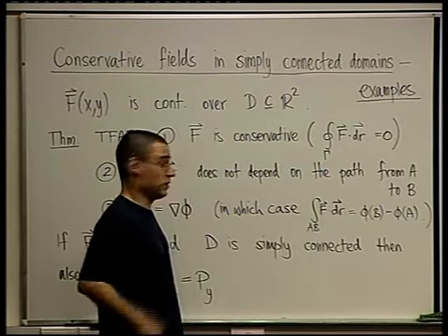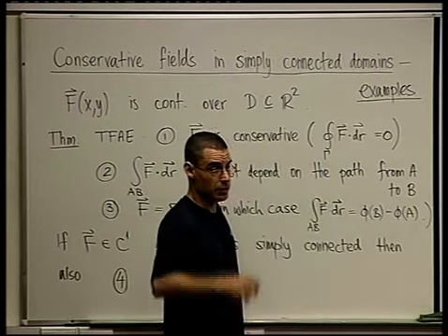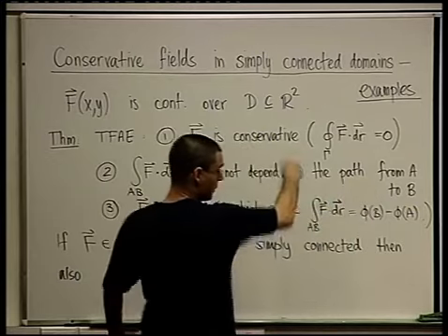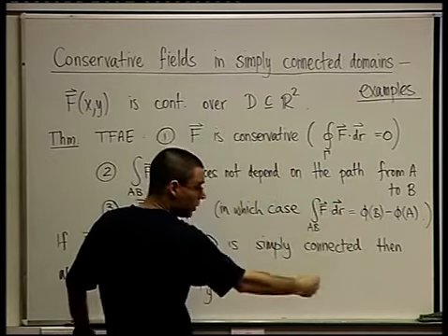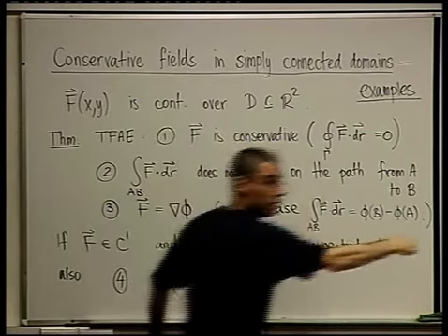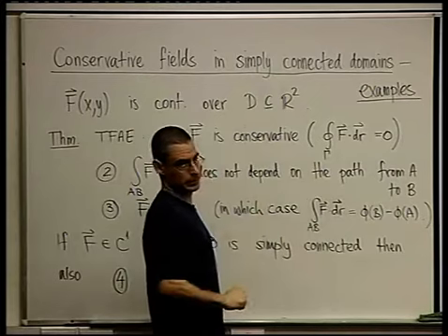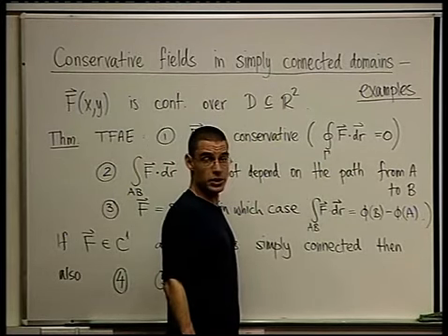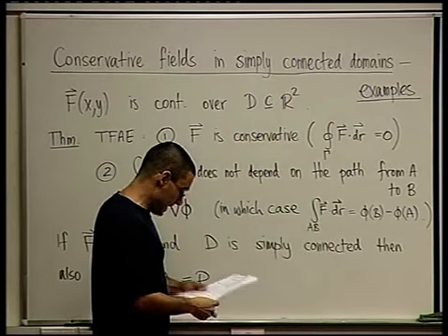Well, if you change A and B, then it's going to have a minus sign. But if you're going from point A to point B, it doesn't matter if you go like this, or you go like this, or you go like this. Same work. Questions? Okay, so this is the idea here.